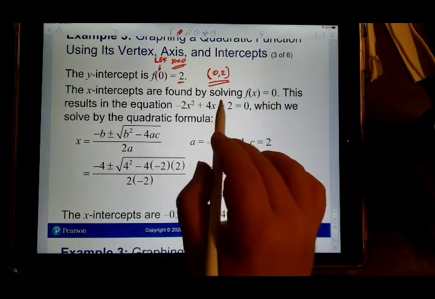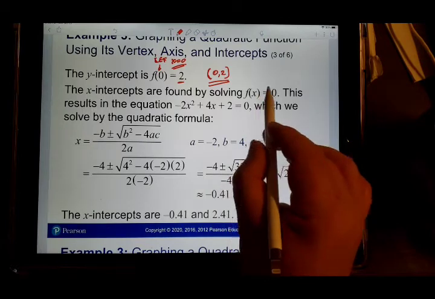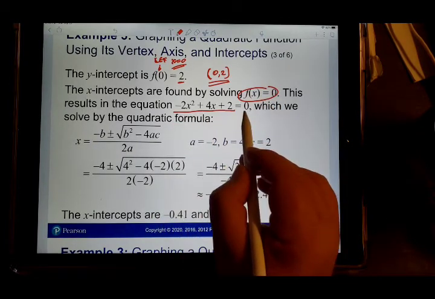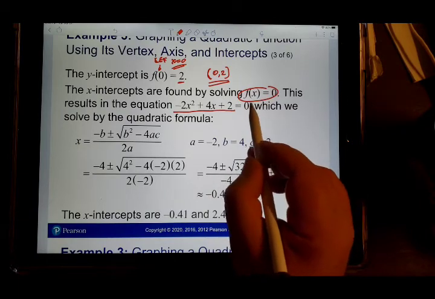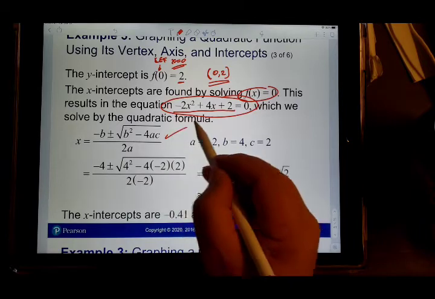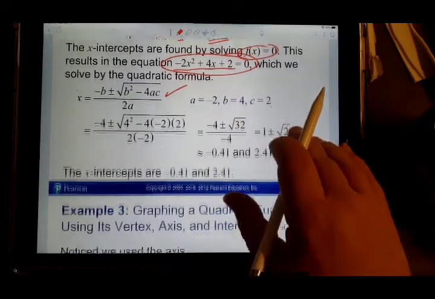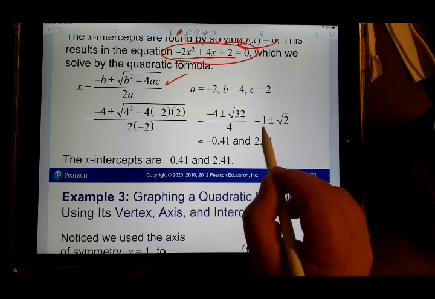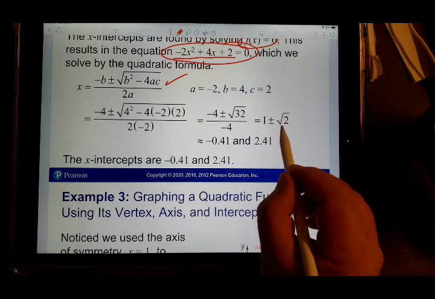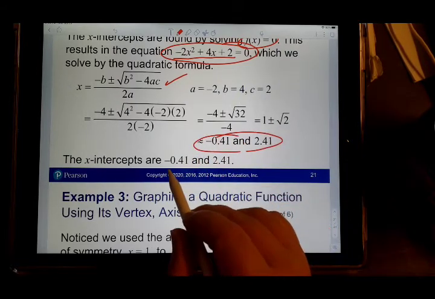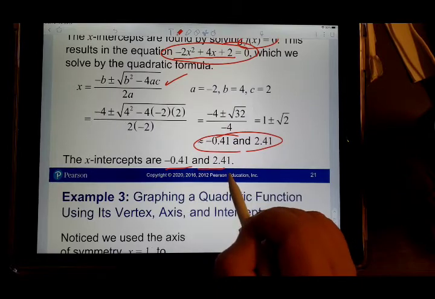The x-intercepts are found by solving the equation f of x equals 0, or ax squared plus bx plus c equals 0. On this particular problem, it doesn't factor, so we bring in the quadratic formula. They get 1 plus or minus the square root of 2, which they ran through a calculator. And so we have 2 x-intercepts.